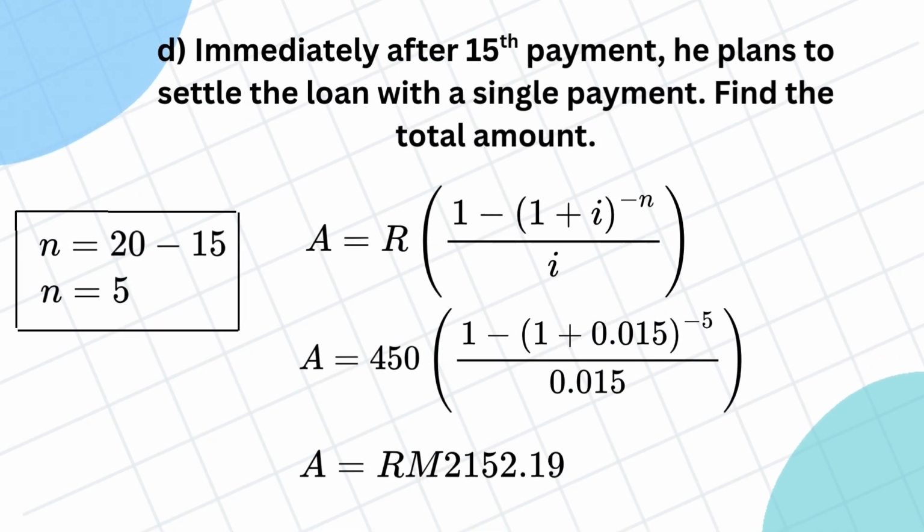The last question requires us to find the total amount if he plans to settle the loan with a single payment after the 15th payment. For this question, we will use the formula of present value and use N equals 5 to get the answer of A equals 2,152 ringgit and 90 cents.